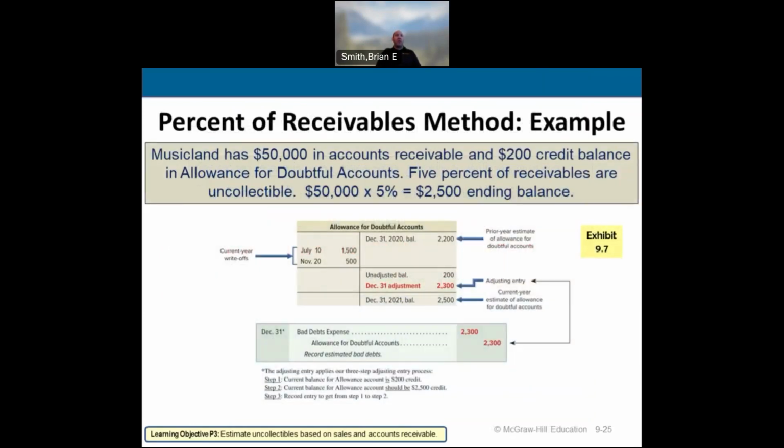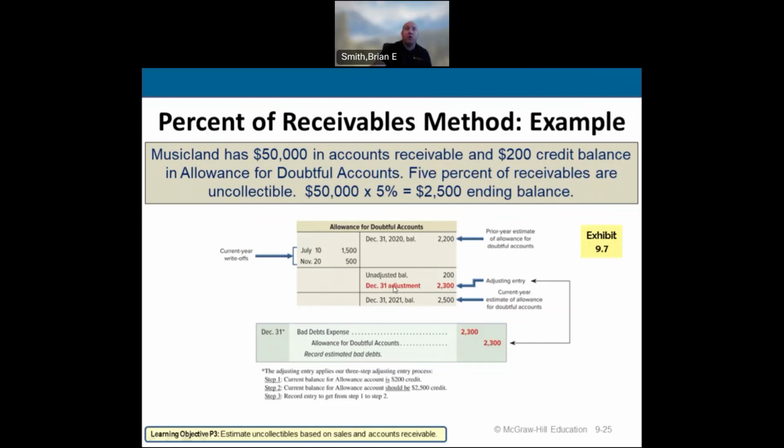When we have an allowance for doubtful accounts sitting here, we have all of this information here. We have $50,000 in accounts receivable and a $200 credit balance in allowance for doubtful accounts. We think 5% of our accounts receivable will go bad. So what we're going to do is take that $50,000 and multiply it by 5%. And that's going to give us our ending balance here. But we already had a credit balance of 200. So to go from a credit balance of 200 to 2,500, we need a credit journal entry of 2,300. So we're going to debit our bad debt expense for 2,300, and we're going to credit our allowance for doubtful accounts for 2,300. So it's a little different.